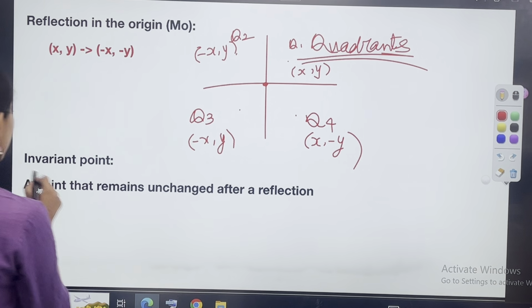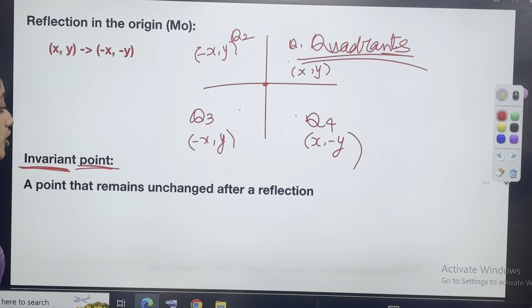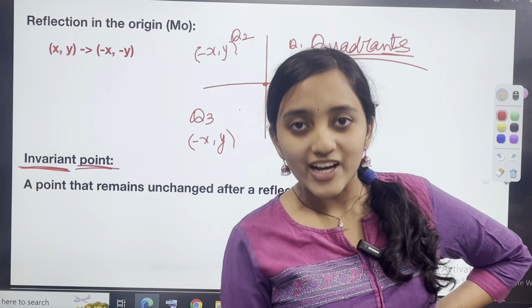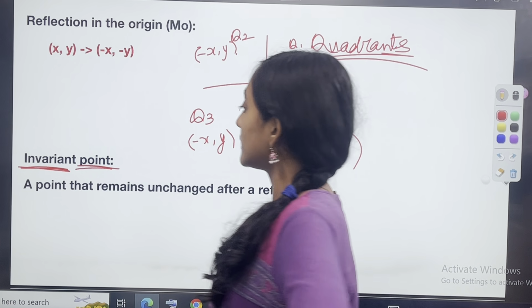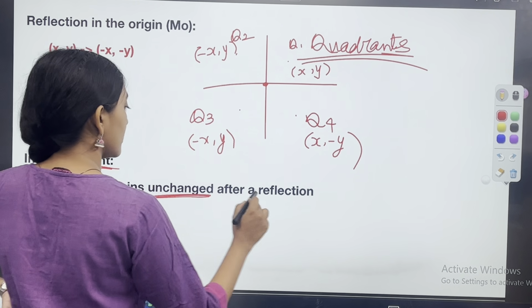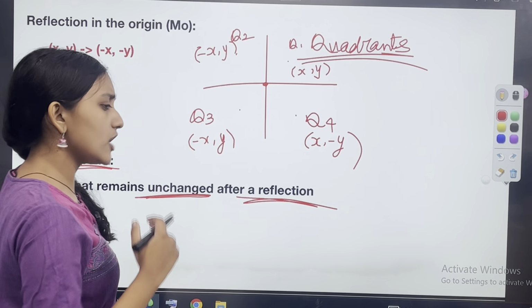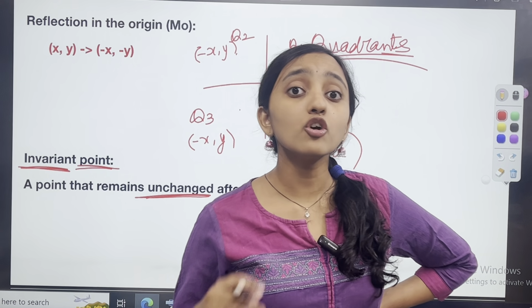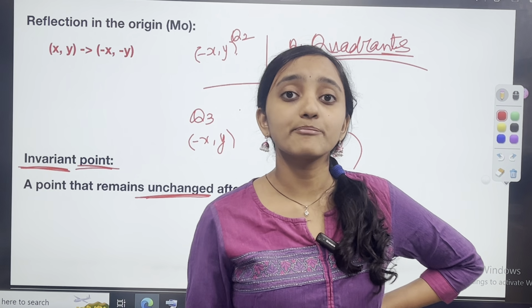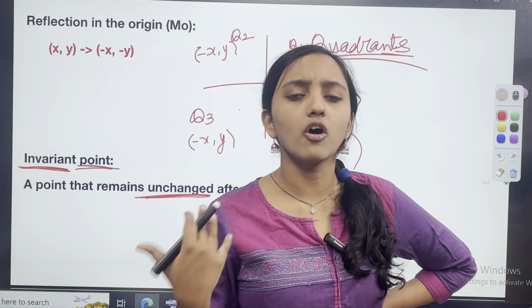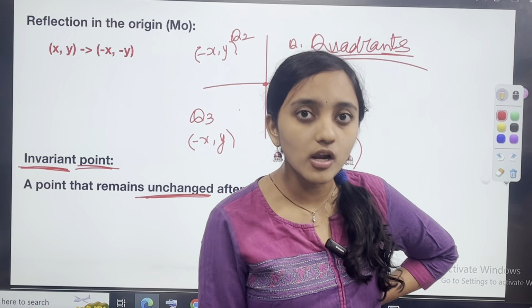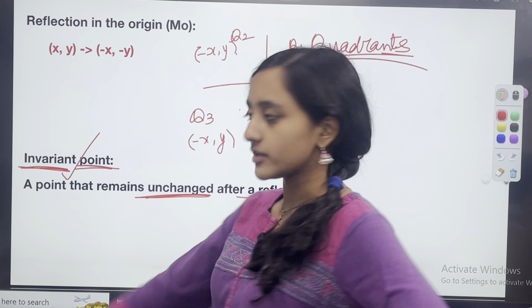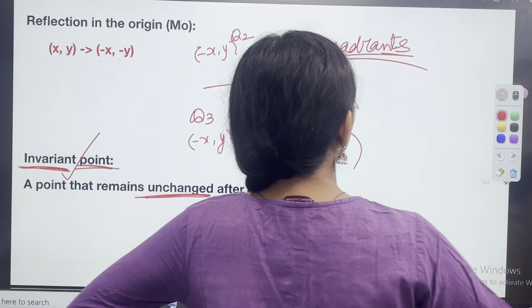What is an invariant point? A point which remains unchanged after a reflection is known as an invariant point. Very often when we do a reflection, you have a point and there is no change in the point, when you're doing the reflection either along the x-axis, or along the y-axis, or along a particular line. If there is absolutely no change, it is known as an invariant point. Okay, let's go to the next slide.